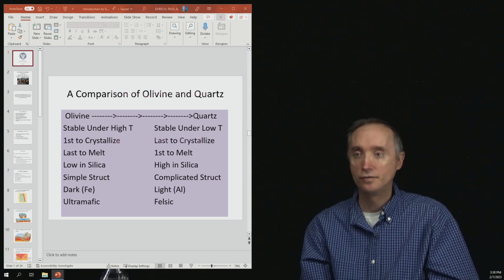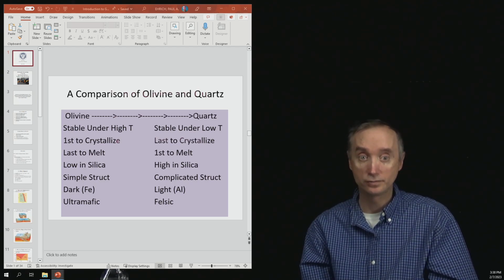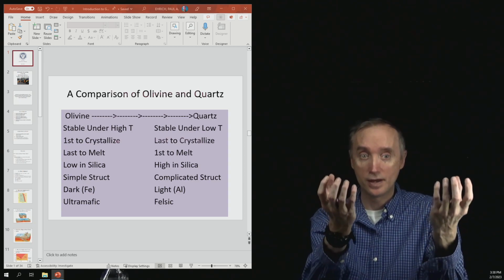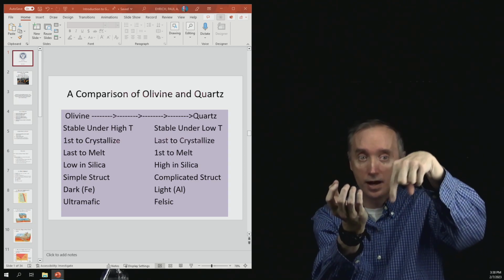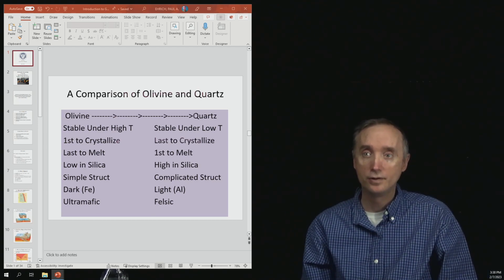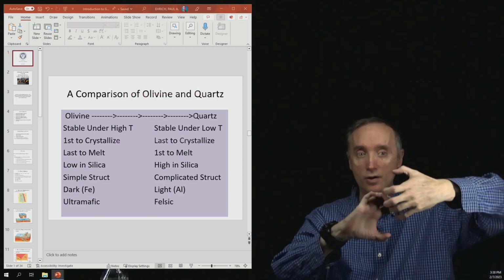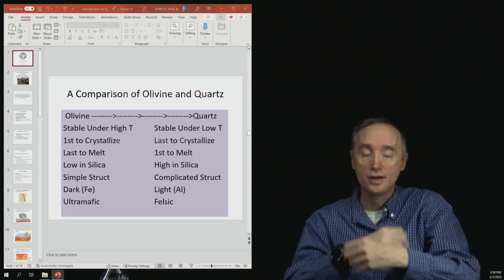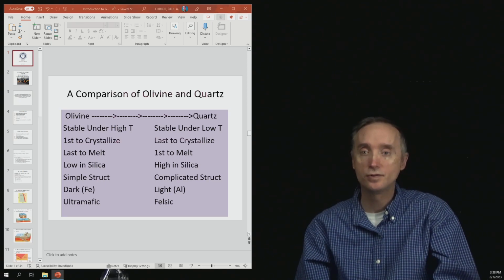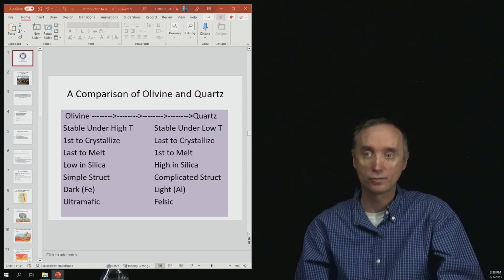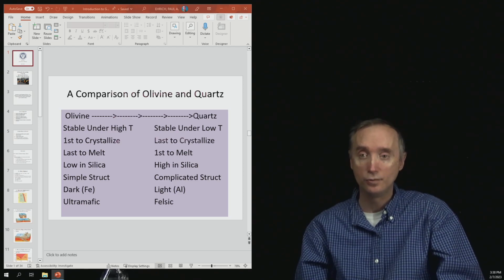Okay, olivine has a very simple structure because it's only composed of silica tetrahedrons that are glued together with a positive ion in between. On the other hand, quartz has a very complicated structure because you've got all of these silica tetrahedrons that are glued to each other, and again, that's going to cause it to be very sticky. It's going to cause it to be very viscous. It's not going to be very runny when it's a magma.